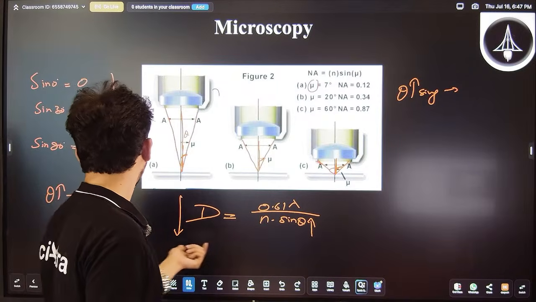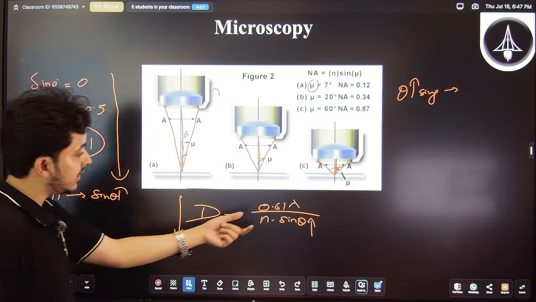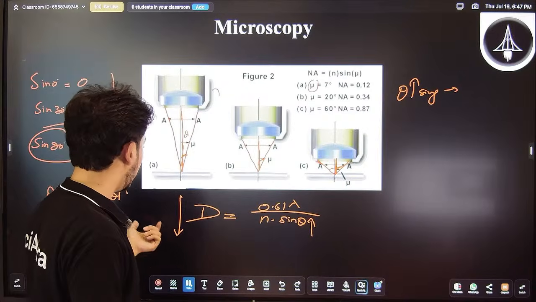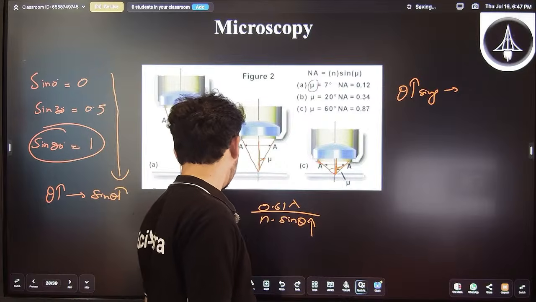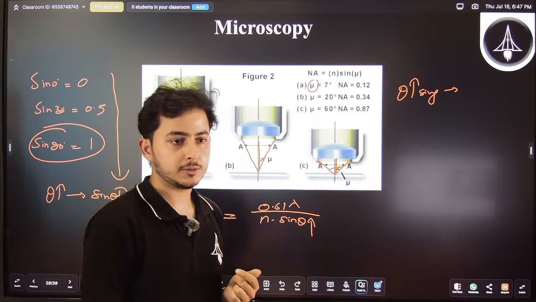So the maximum value could be sine 90, that is 1, right? If you put theta as 90 degrees, then you can get the limit of resolution value. If this is 1, then this part could be minimum and the resolving power can be maximum, correct?